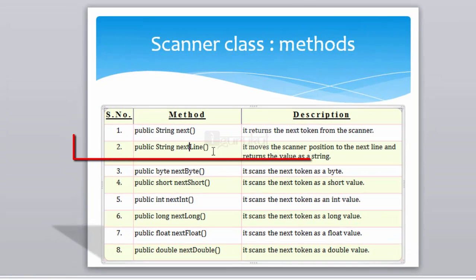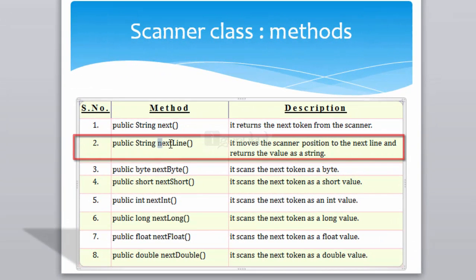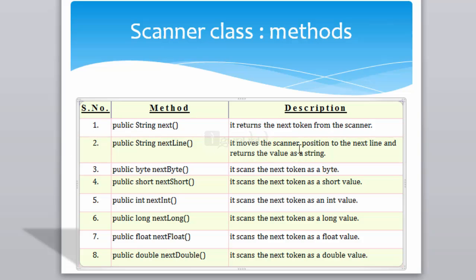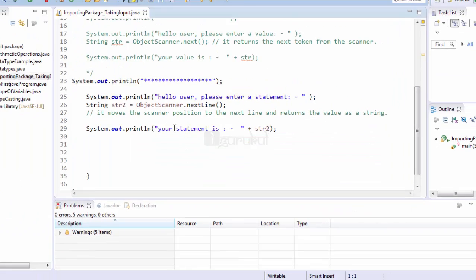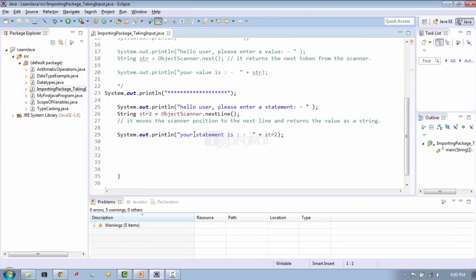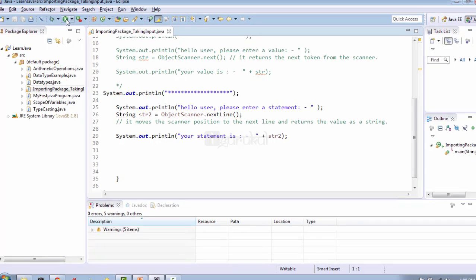So now let's check the last method. The last one is nextLine. What it will do is move the scanner position to the next line and return the value as a string. That means whatever input I give at runtime, it will return the whole string. Let's execute the command and see.